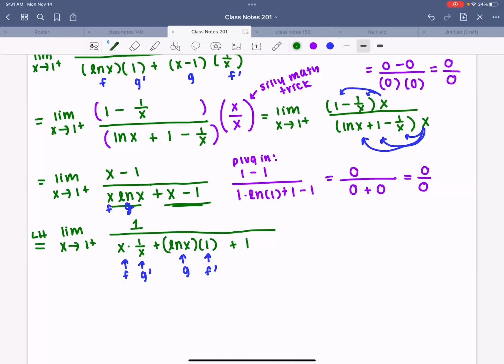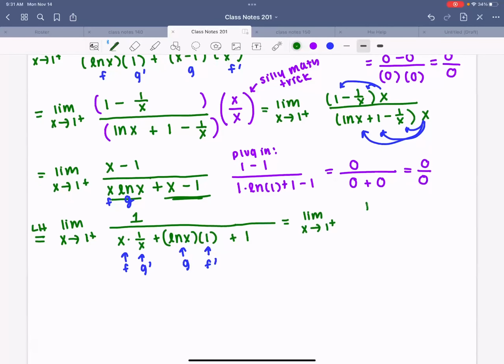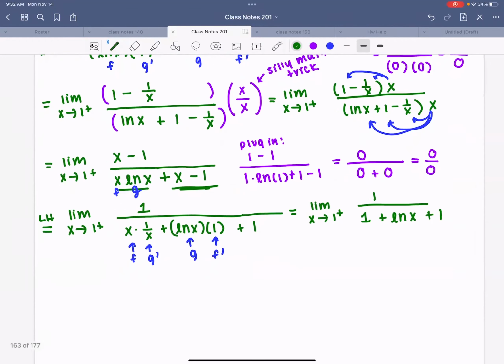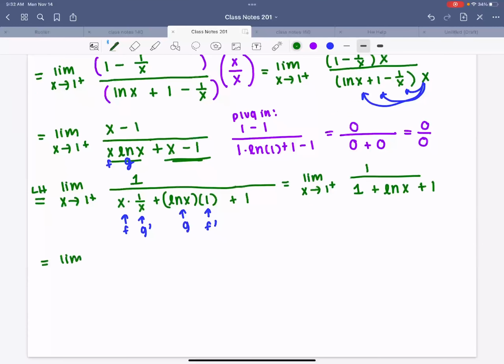Let's keep going. This is the limit as x goes to 1 from the right. Cleaning things up, the x's cancel, so we're left with 1 plus the natural log of x plus 1, right? Cleaning this up even more, this is the limit as x goes to 1 from the right of 1 over 2 plus the natural log of x.